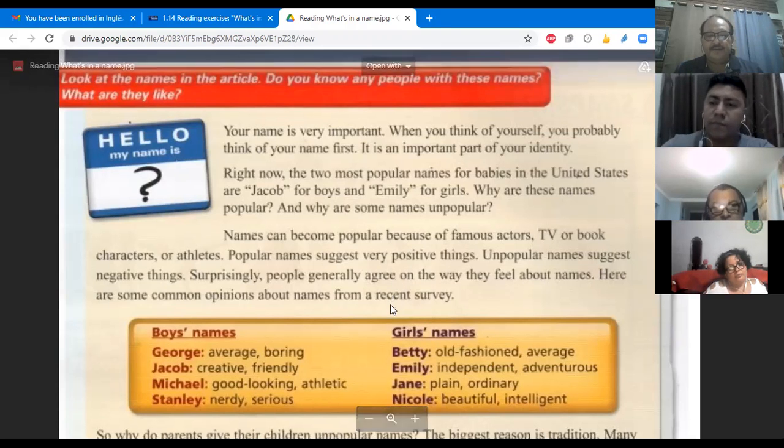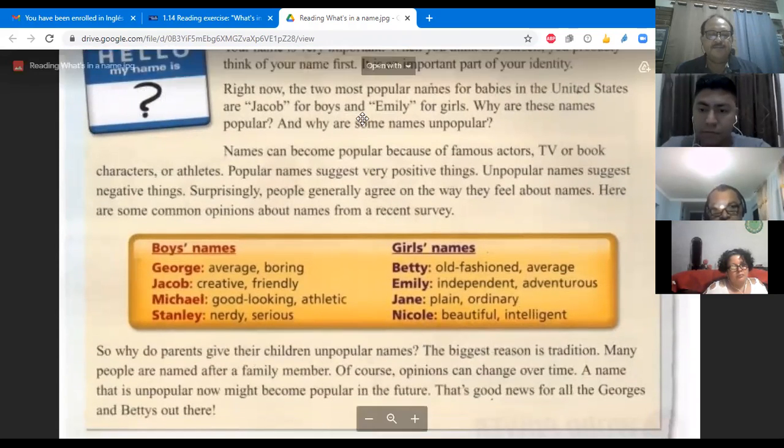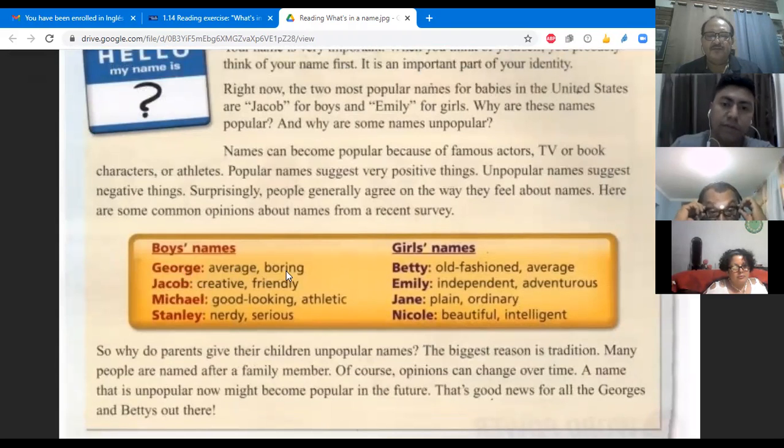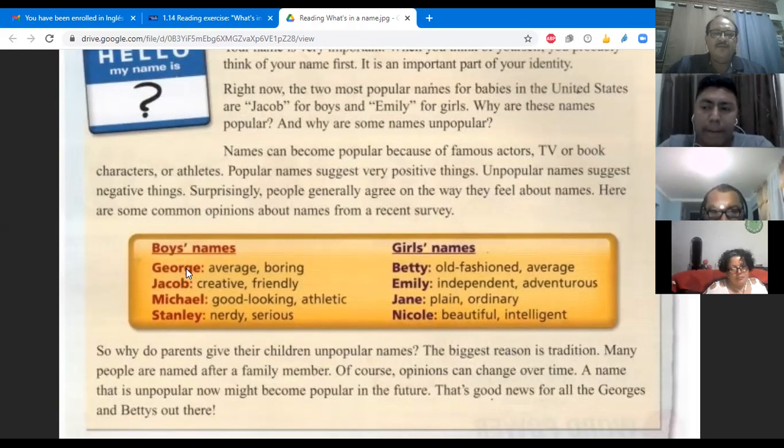Okay, so then that's the names, characteristics. For example, they say that the people with the name George are average and boring. Remember, this is in English, right? Probably in Spanish can be a little bit different, right? Jacob would be like Jacobo, right, in Spanish. It says creative and friendly, right? The Michaels, those who are called Miguel, are good looking, simpaticos, right? And athletic, okay?